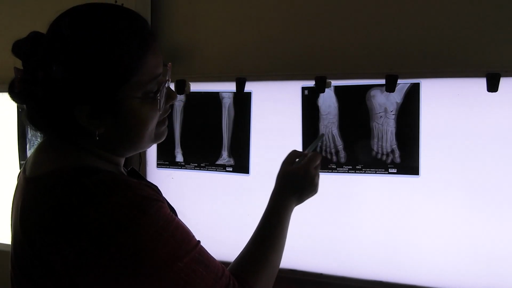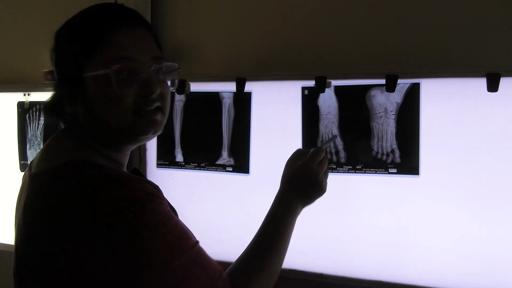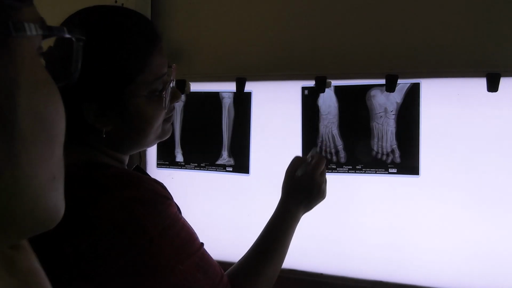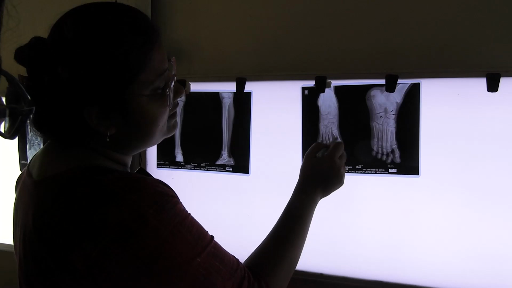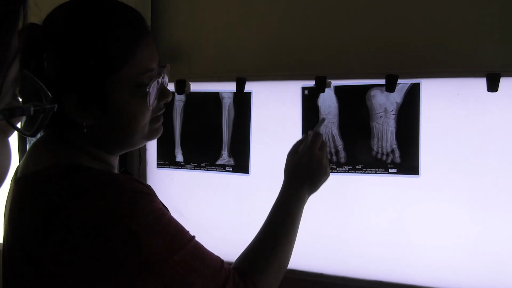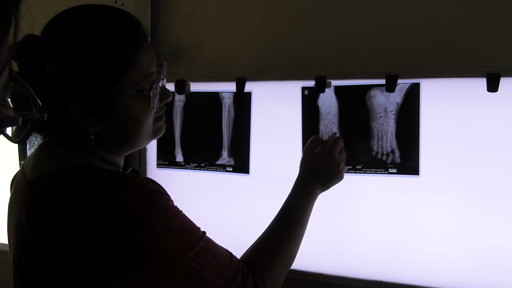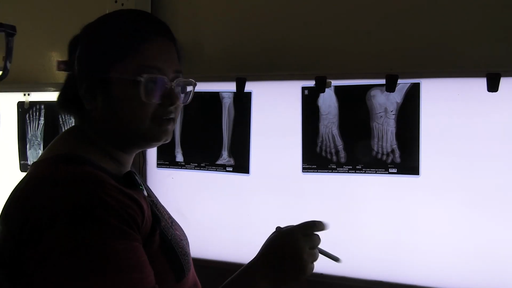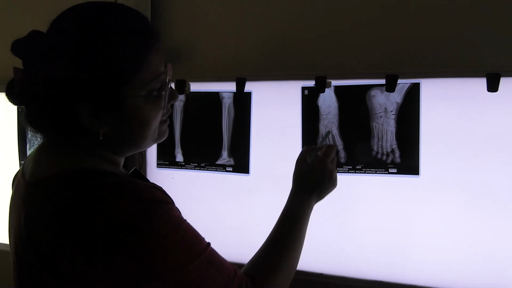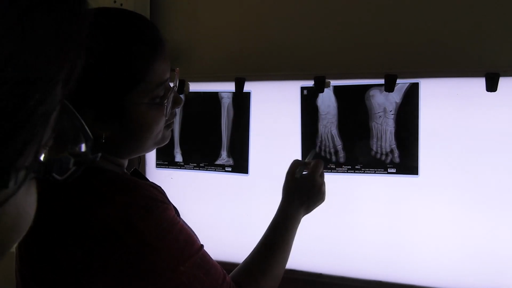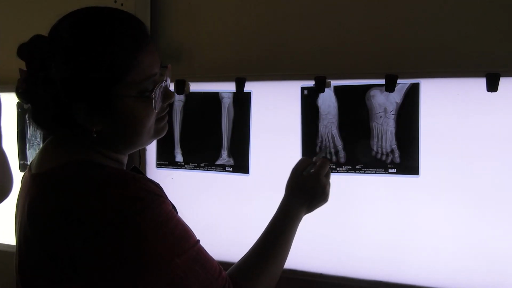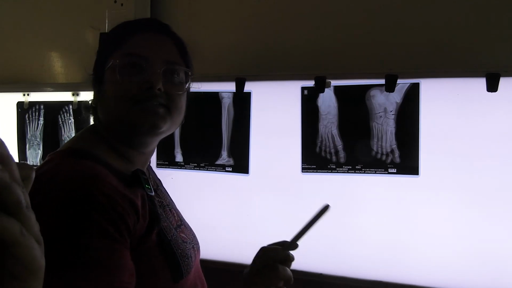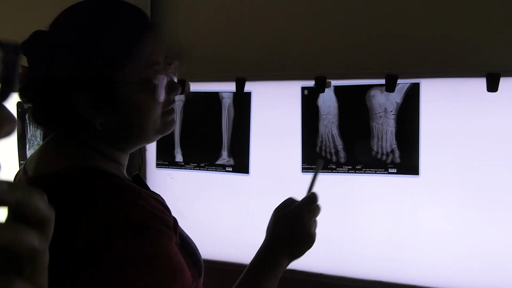So, for the lateral 4 metatarsals, the epiphysis is lying near the head of the metatarsal, but for the first metatarsal, epiphysis is lying at the base of the metatarsal. Okay, that is the difference. And for all the phalanx, epiphysis is lying near the base of the phalanx. Okay, so that is the difference.